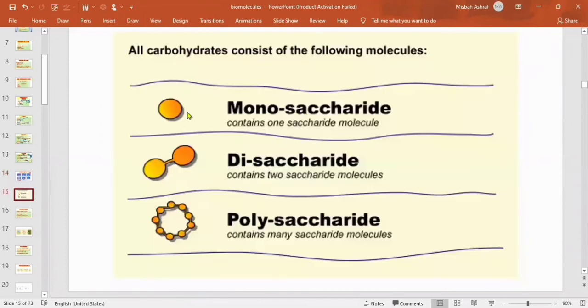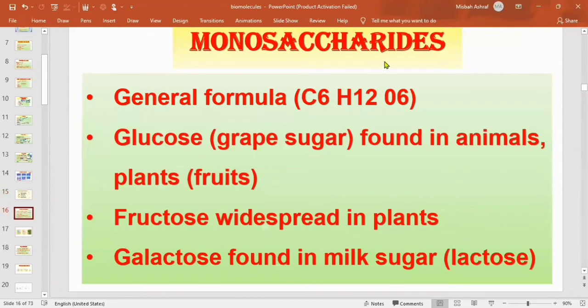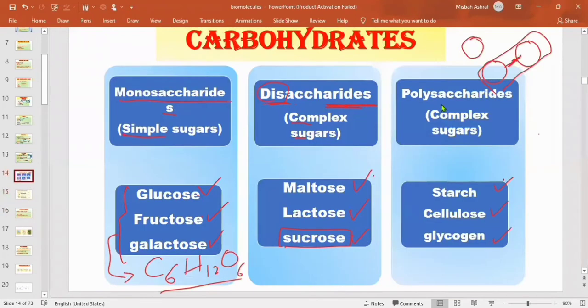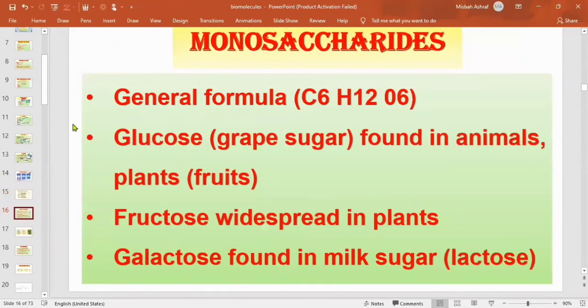These are the monosaccharides. You can say it's made up of only one unit. And these are the disaccharides, which contain two monosaccharides. And these are the polysaccharides, which have more monosaccharides joined together. Now we are going to discuss all these types, mono, di, and polysaccharides, one by one. The first one is the monosaccharide.